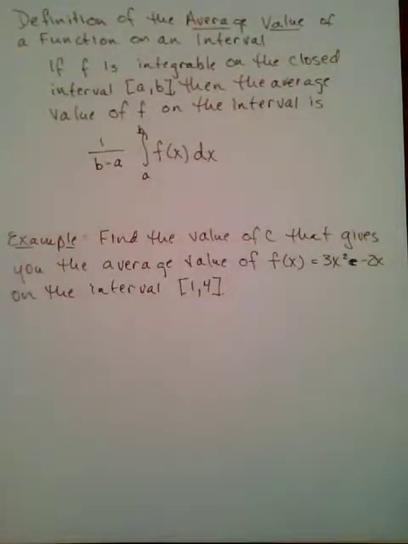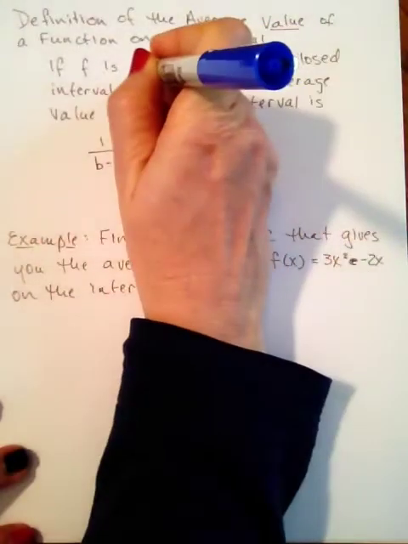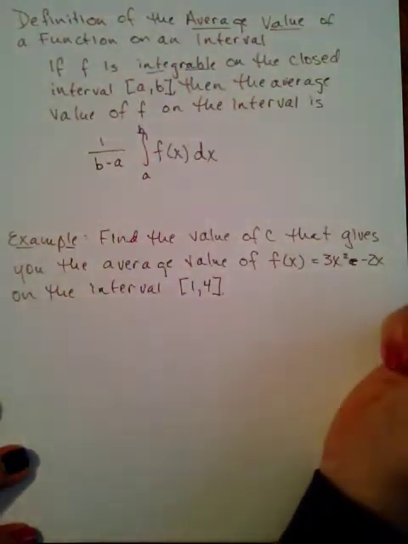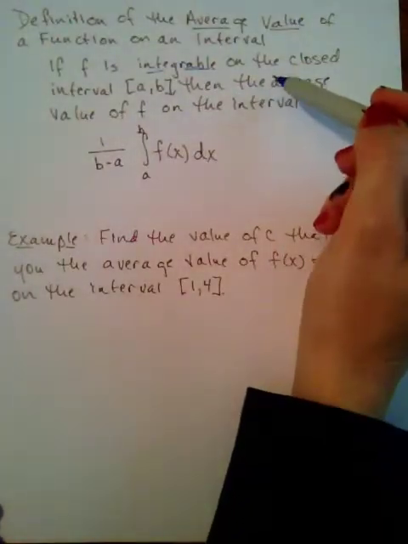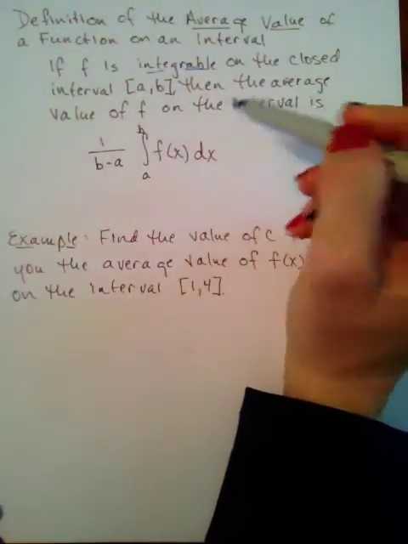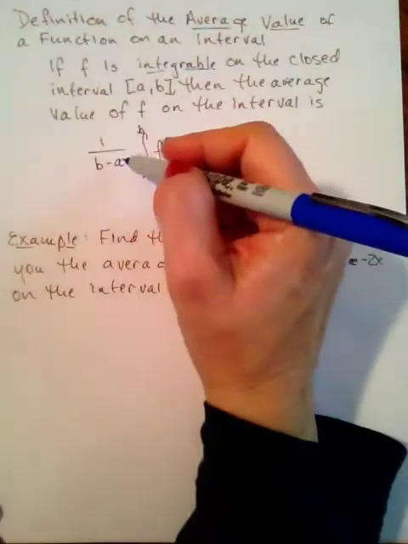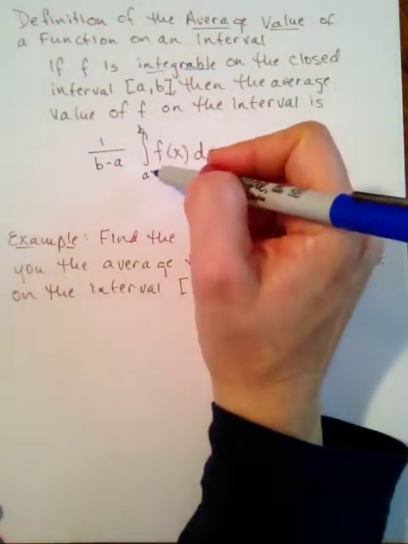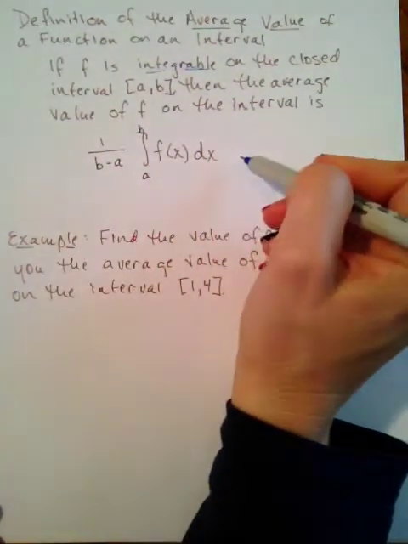So while this video says average value, it's actually part 2. We started with the mean value theorem for integrals. This one says if f is integrable on the closed interval from a to b, now all that's required for something to be integrable is that it's continuous. But then the average value of f on the interval is 1 over b minus a times the integral from a to b of f of x dx.